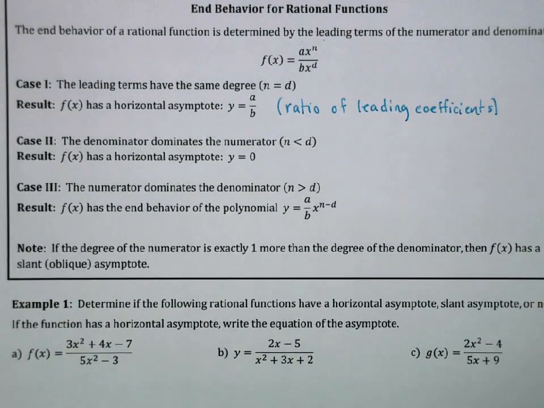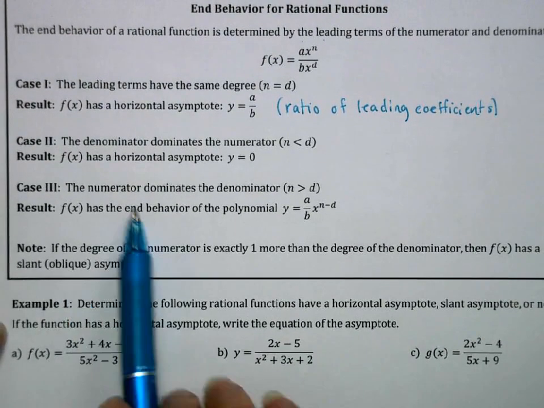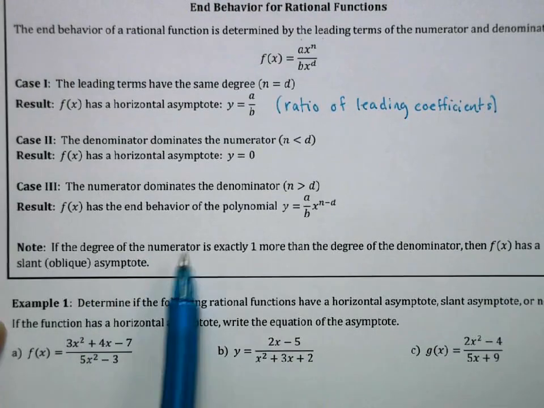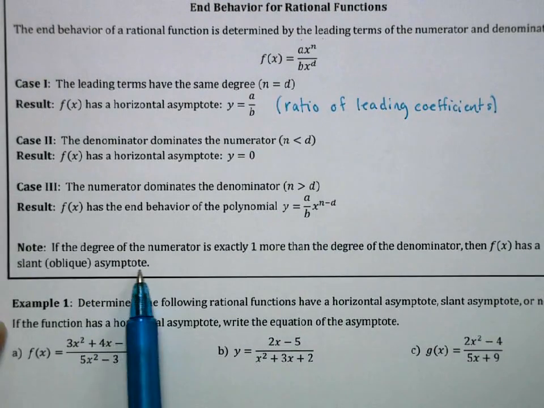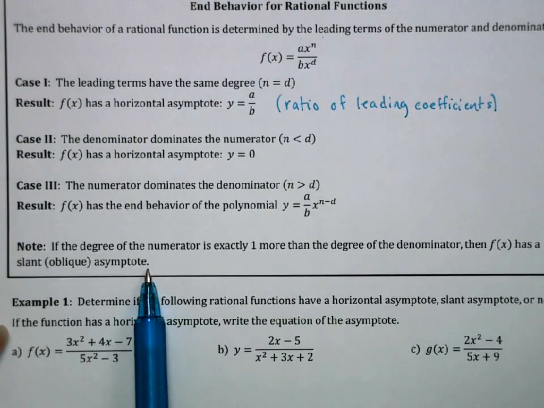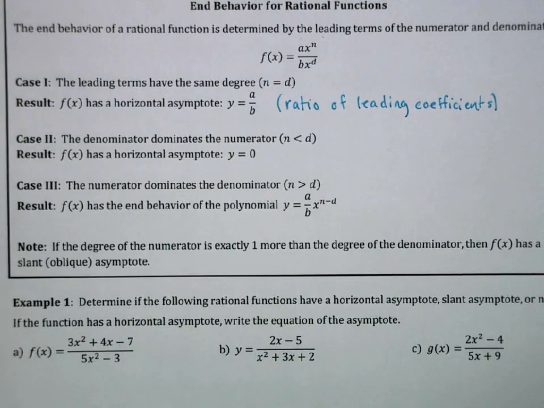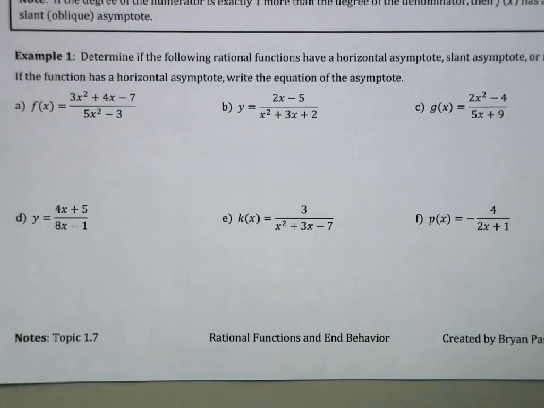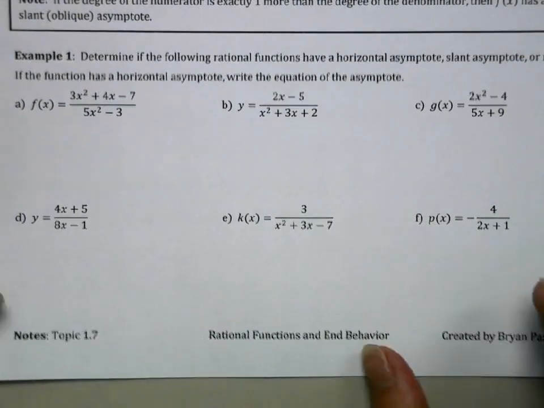There's a kind of a funny little caveat. In that last case, if the degree is exactly 1 higher in the top than the bottom, then our graph has what we call a slant asymptote or an oblique asymptote. So it's actually going to approach a specific line, still going to infinity and negative infinity, but it's going to approach a line. So we're going to determine if these ones have horizontal asymptotes, or slant asymptote. If they do, we're going to name it. So let's dig into this.